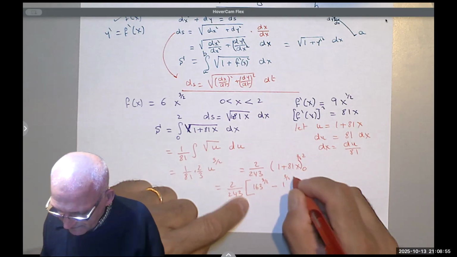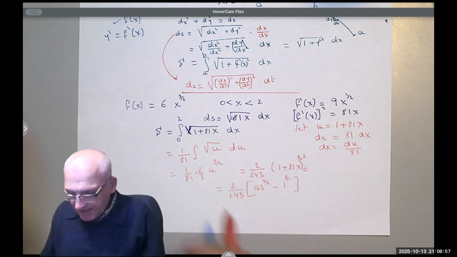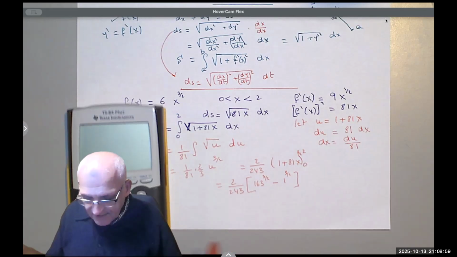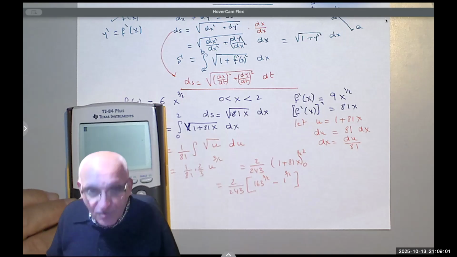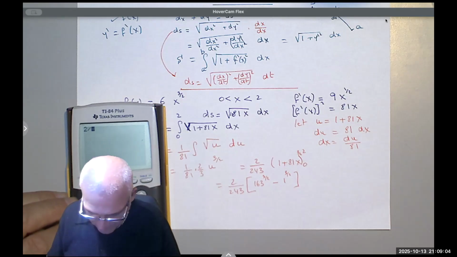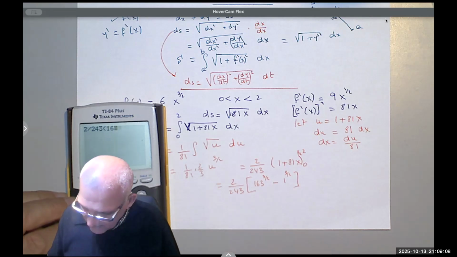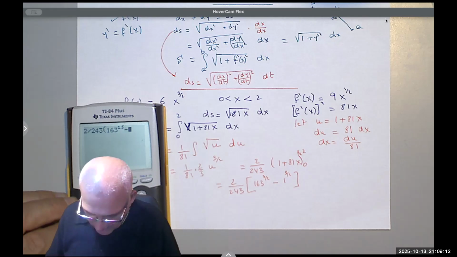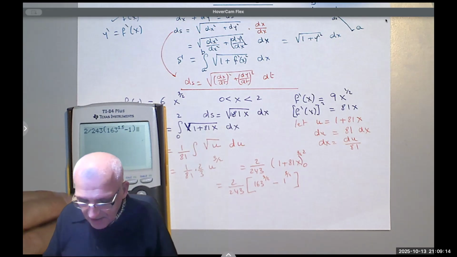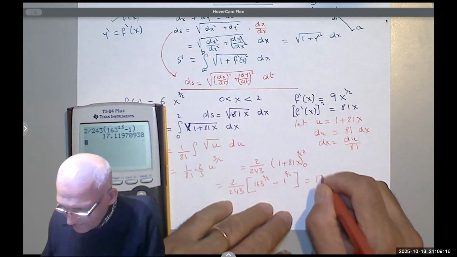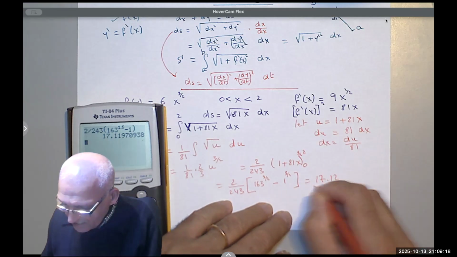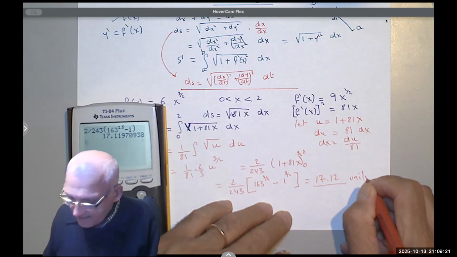And then you can use a calculator to evaluate that, and that will give you 2 divided by 243, and then between parentheses 163 raised to the power of 1.5 minus 1. And that equals 17.12 units of length.